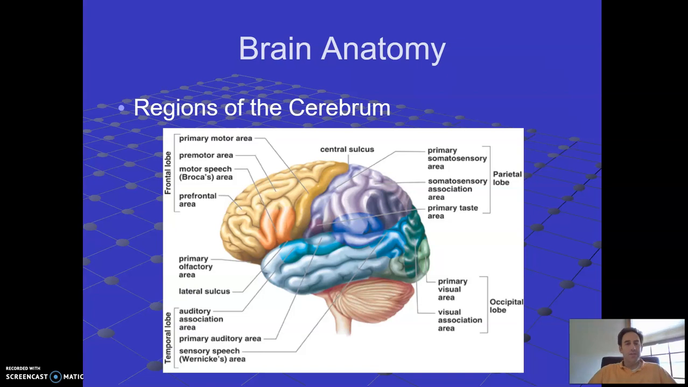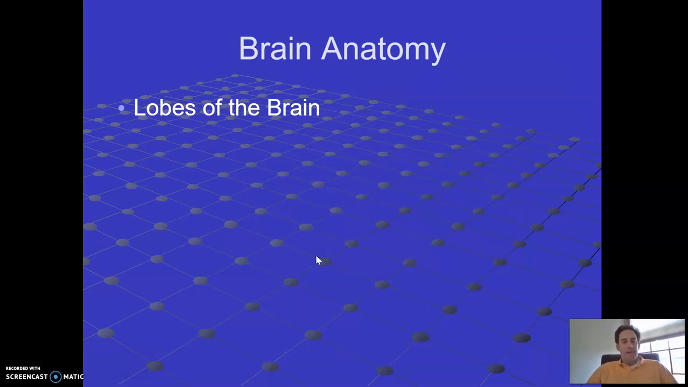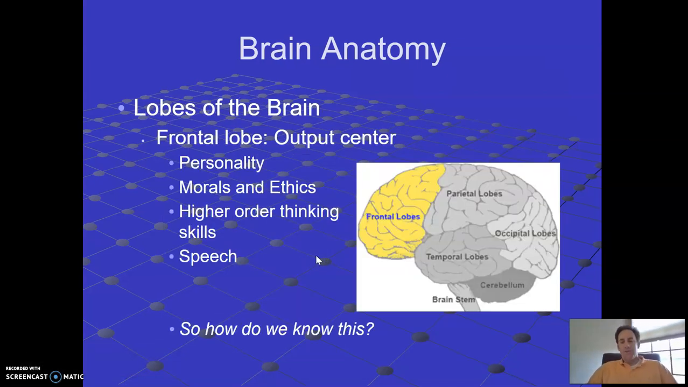So now what we're going to do is look at the different regions of the cerebrum. Obviously, the actual brain is not color-coded nicely, but in this diagram, you can see there's kind of four main regions. There's this yellow frontal lobe, the purple parietal lobe, the greenish occipital lobe, and then the bluish temporal lobe. And let's take a look at these. So the frontal lobe, you can think of as the output center. This is the part in the front of your head, and it's sort of what you put out to the world. So your personality is housed there, your morals and ethics, higher order thinking skills, speech.